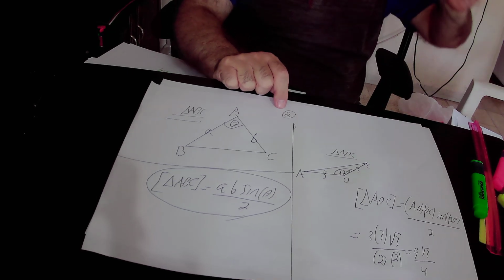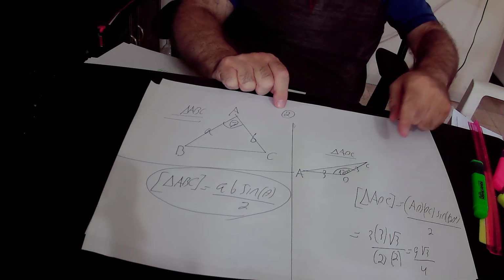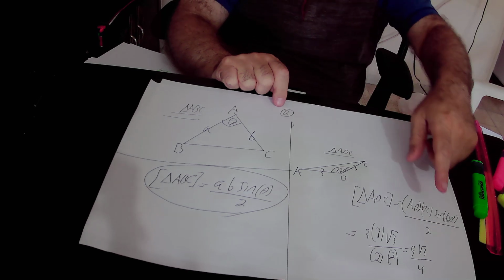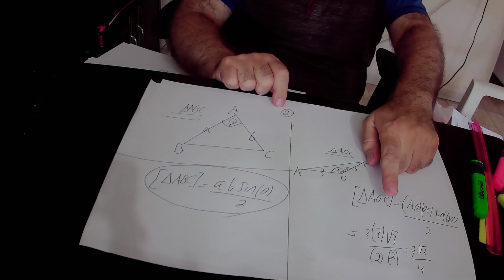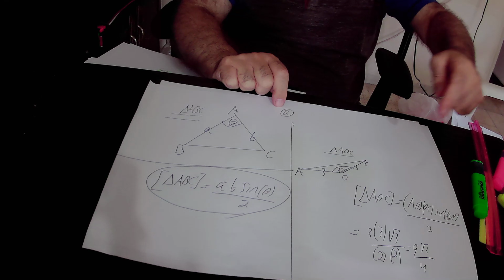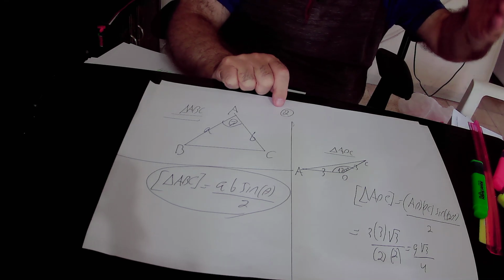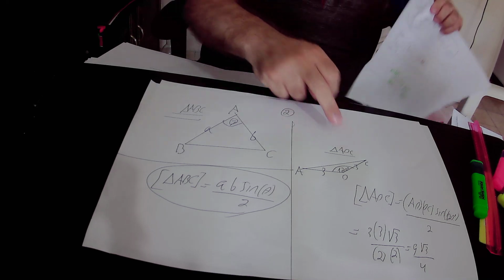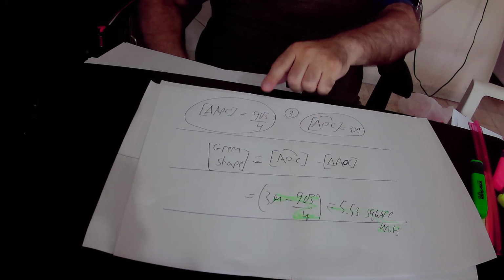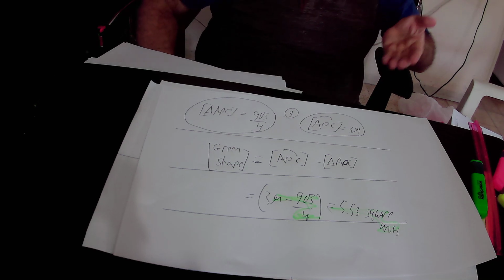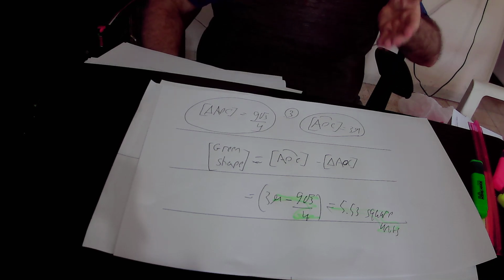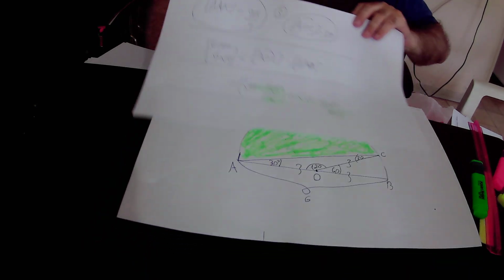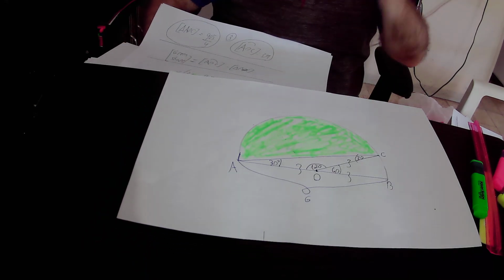AO is 3, CO is 3, sine 120 degrees is equal to root 3 over 2, all divided by 2. 3 times 3 is 9. So in total, in the numerator, we have 9 times root of 3. 2 times 2 is 4, so in the denominator, we have 4. In conclusion, we found out that the area of this triangle AOC equals 9 times root of 3 over 4 square units. But we have already found out that the area of sector AOC equals 3 pi square units. What is actually the area of this green shape?